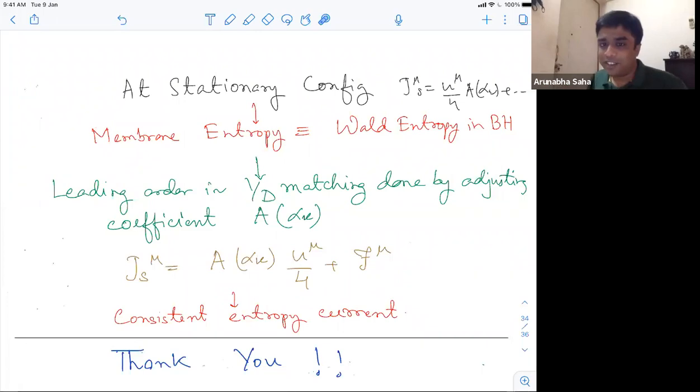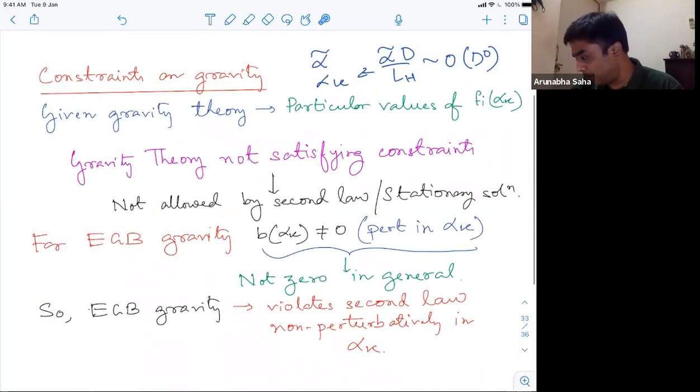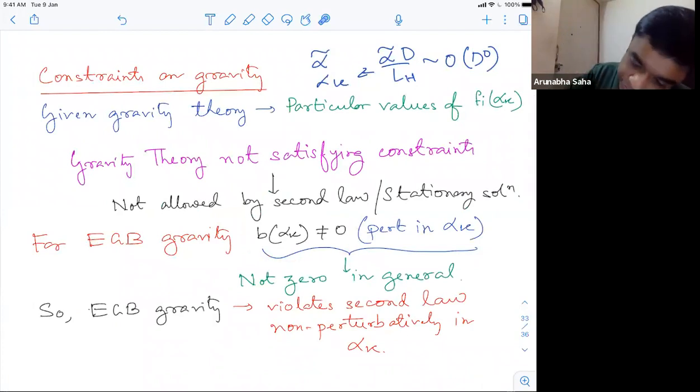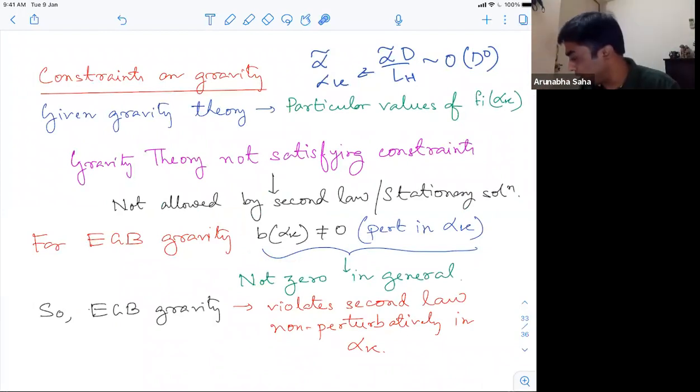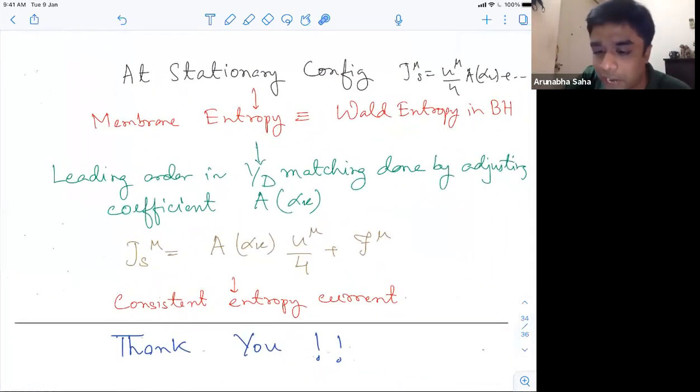If you do the leading order analysis, leading order in large D, you simply find that it's always possible to tweak A of alpha k to make sure that at least at leading order, the entropy current satisfies both the second law and also matches with the wall entropy. But for Einstein-Gauss-Bonnet gravity, you just land up with a non-zero B of alpha k, and it definitely doesn't satisfy the second law itself. That is all I had to say.